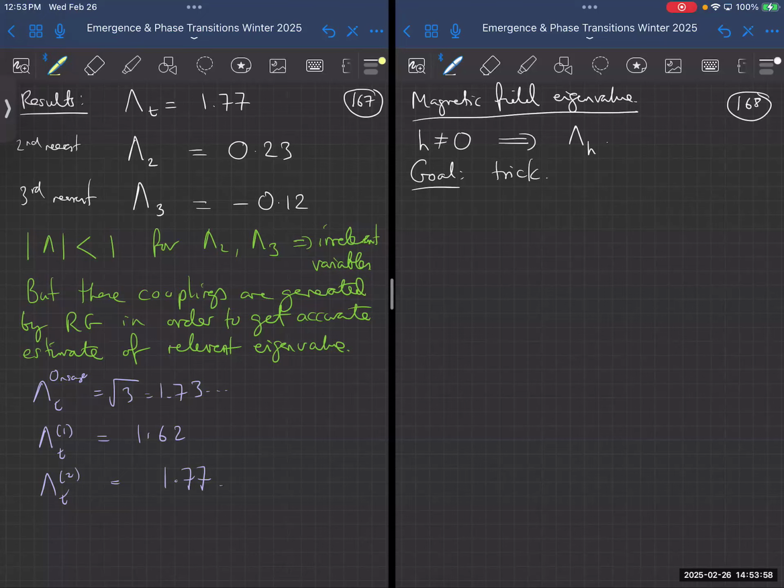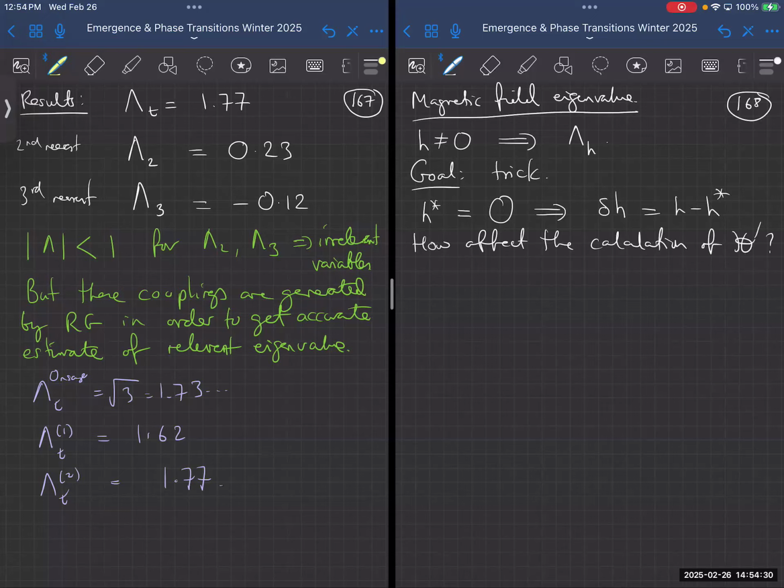So here is the trick. We know that the critical field value is equal to 0. So what that means is that if I want to compute delta H, which is my change in my coupling constant H, we can ask how does it affect the calculation of the effective Hamiltonian. And so let's look at that.